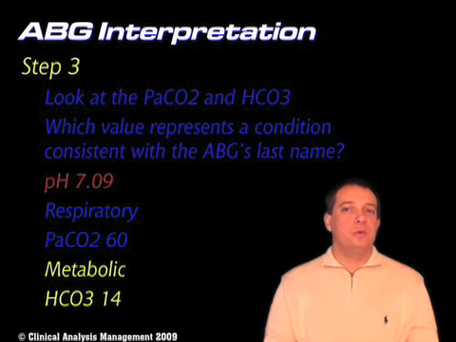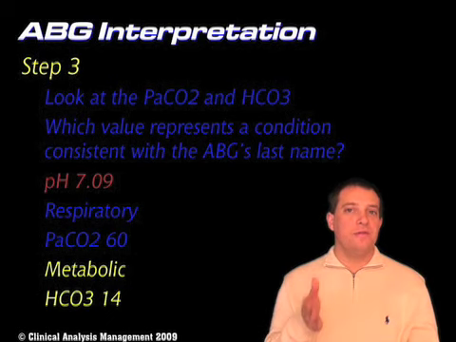So when we look at the respiratory, we see the CO2 is 60. When the CO2 is 60, is that acidotic, alkalotic, or normal? We know that a CO2 of 60 would be acidotic. We know that a normal CO2 is 35 to 45. Anything above that would be acidosis.